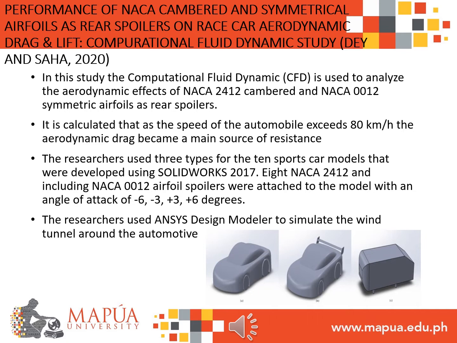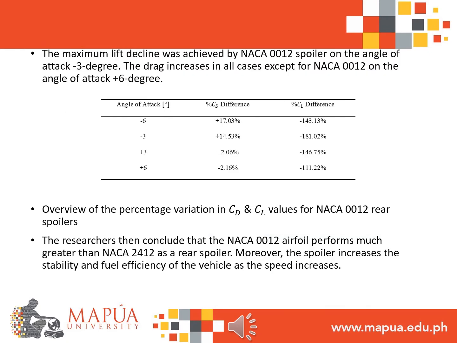The researchers used three types for the 10 sports car models that were developed using SolidWorks 2017. NACA 2412 and NACA 0012 airfoil spoilers were attached to the model with an angle of attack of -6, -3, +3, and +6 degrees. The researchers used ANSYS Design Modeler to simulate the wind tunnel around the automobile. The maximum lift decline was achieved by the NACA 0012 spoiler at the angle of attack of -3 degrees. The drag increases in all cases except for NACA 0012 at the angle of attack of +6 degrees.